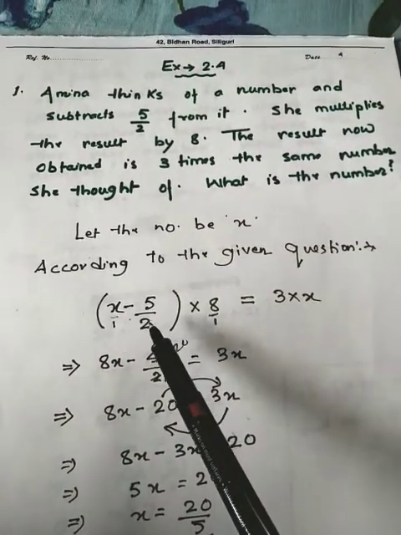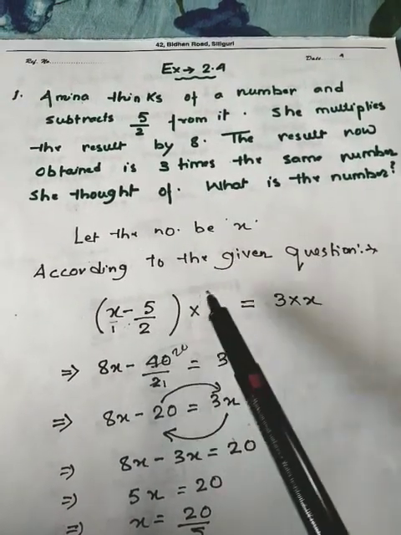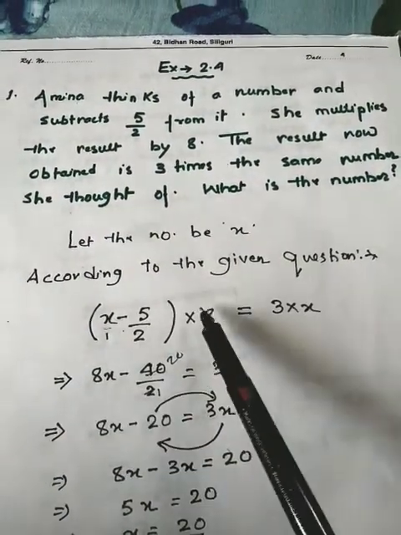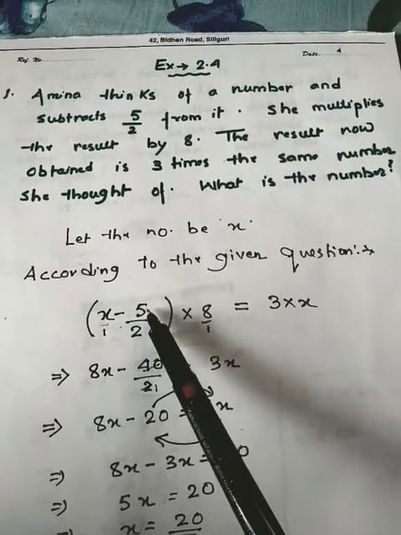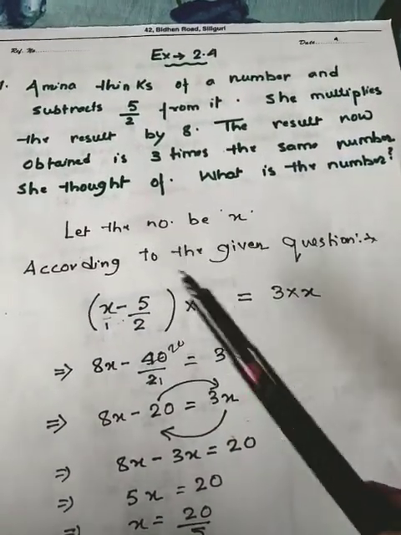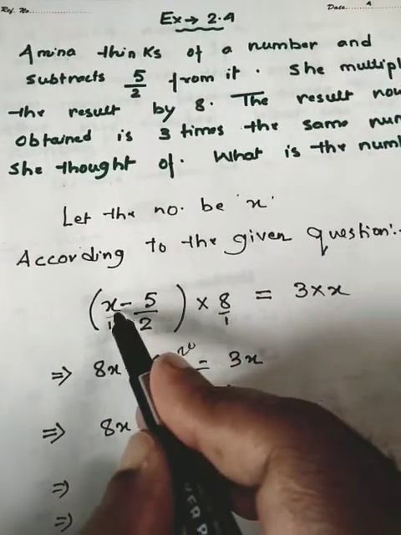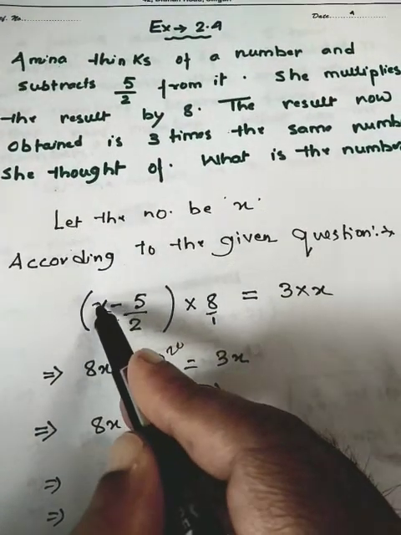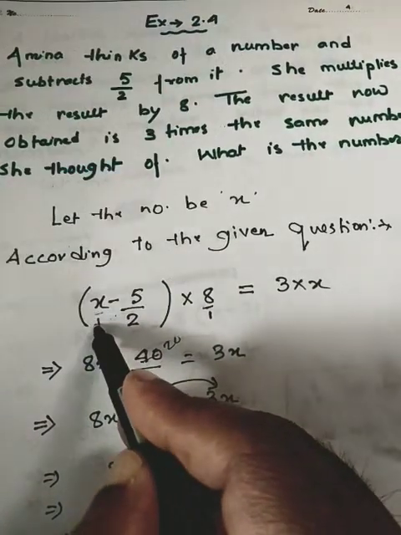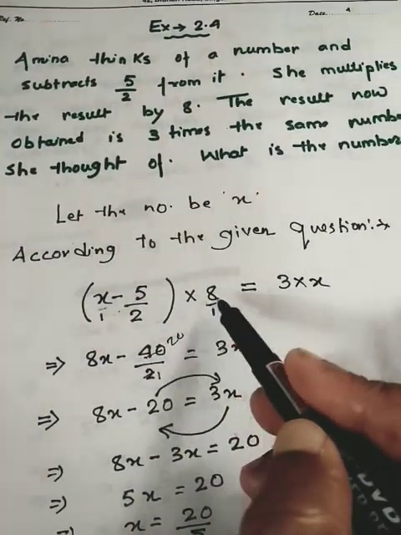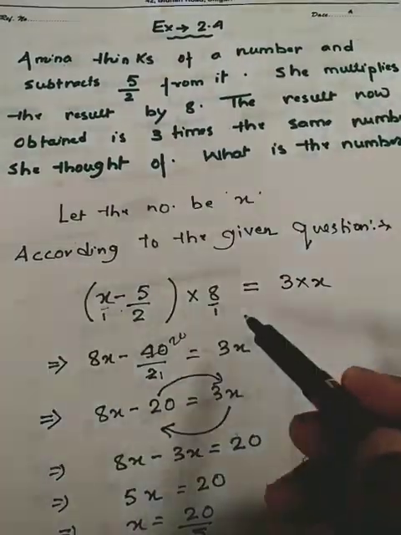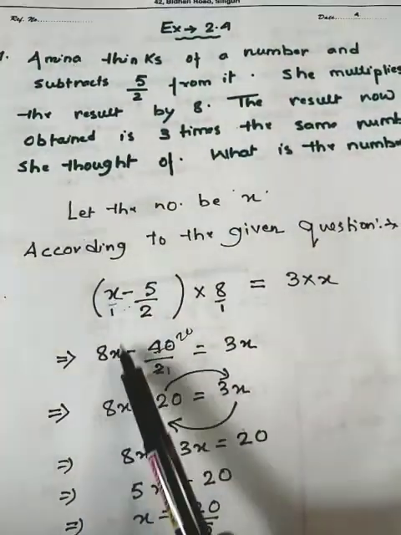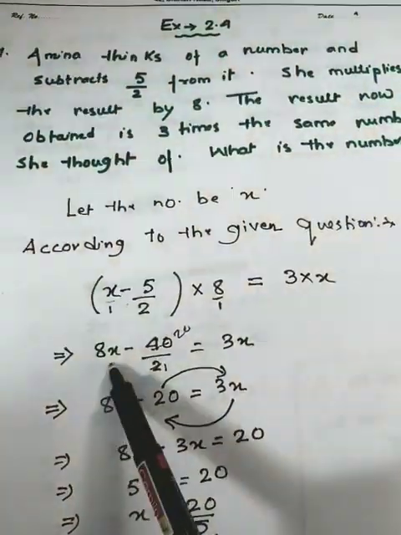Okay, now the first thing that you will do is open the bracket. Now how to do that? You have to multiply this 8 with x also, and multiply 8 with 5 by 2 also. Now first you have to see that x is carrying 1 as a denominator, since only x is written, and you have to think that 8 is also carrying 1 as a denominator. Now how to multiply? 8 into x is 8x, 1 into 1 is 1.